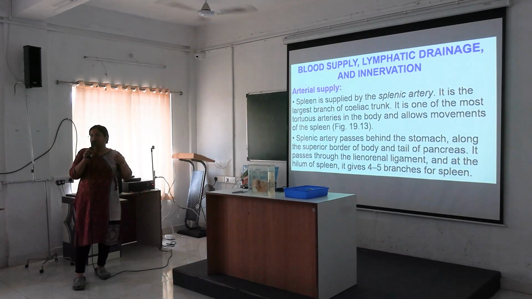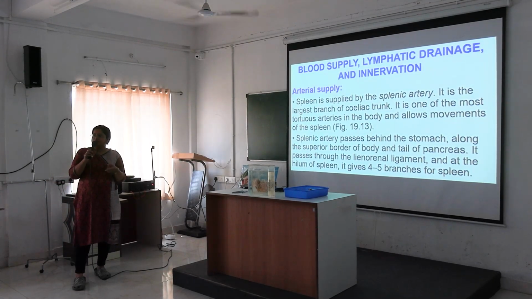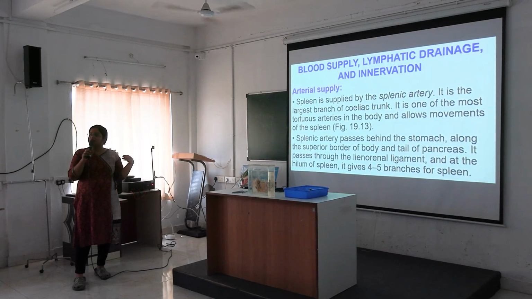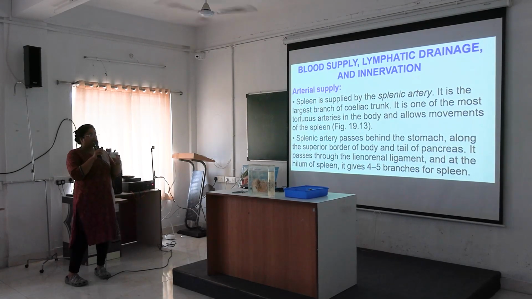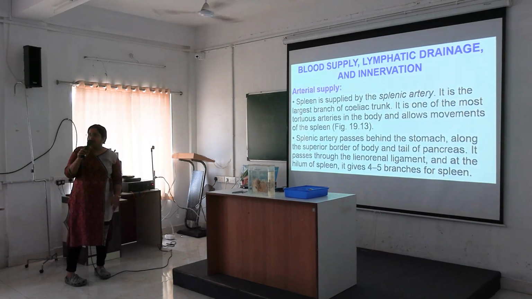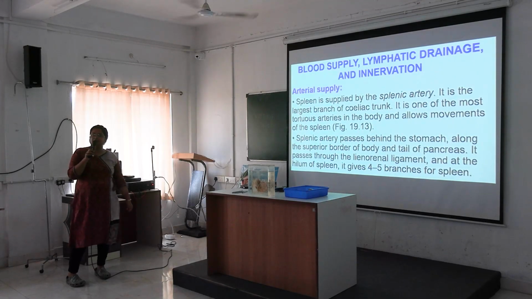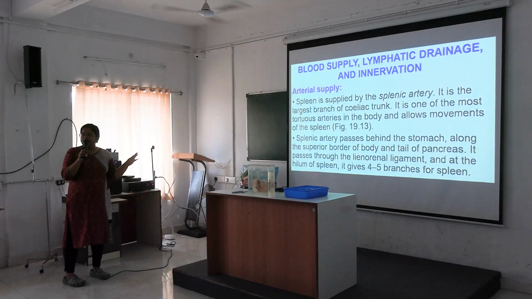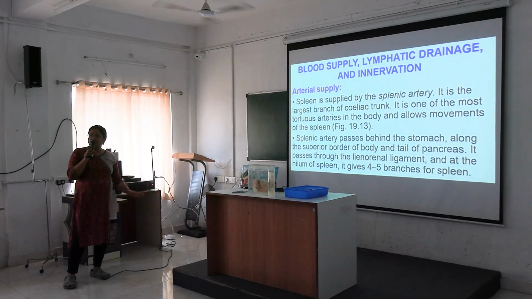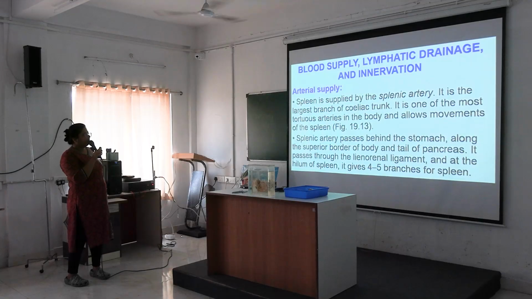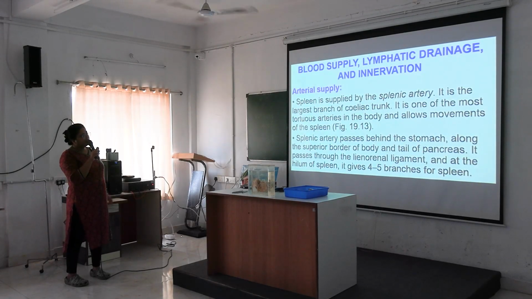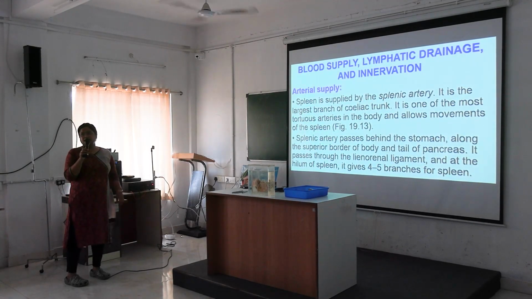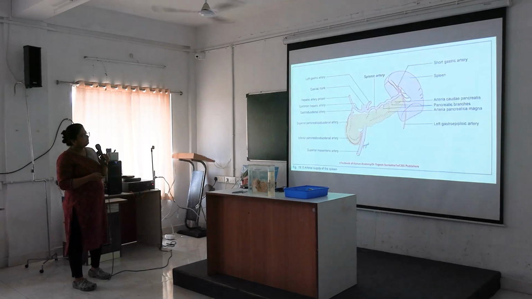Splenic artery you have to identify. It is a tortuous artery and lies along the superior border of body and tail of the pancreas and enters through the hilum of the spleen. And it passes through the lienorenal ligament, that is asked in your viva and MCQ, through which ligament tail of the pancreas is passing. And at the hilum of the spleen, it gives 4 to 5 branches for the spleen.